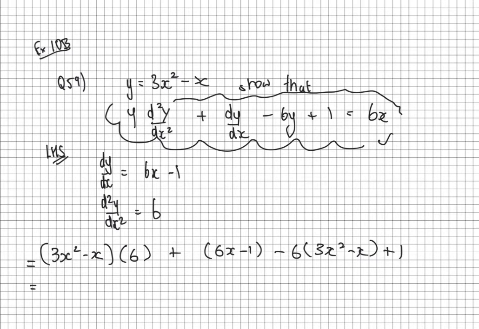Multiplying out the brackets, you're going to have 18x squared, take away 6x, plus 6x minus 1, minus 18x squared plus 6x, plus 1. Sorry, that should be a plus 6x there. So tidying that up, 18x squared take away 18x squared is 0, minus 6x plus 6x is 0, so you're just left with 6x, minus 1 plus 1 is 0. So you've now shown that that's equivalent to the right-hand side. So we're done with question 59.